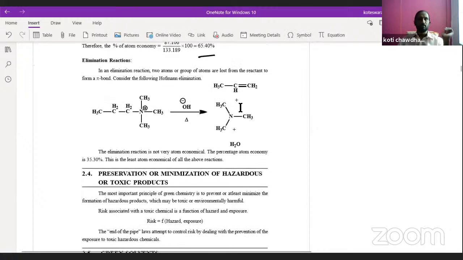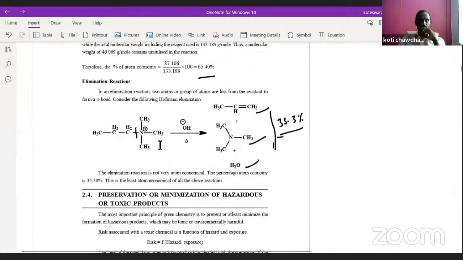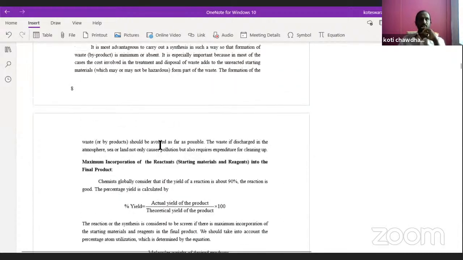Okay. Now coming to the elimination reaction. An elimination reaction is also the elimination of one group or atom. Here, the breakdown of this bond leads to the formation of propene, trimethylamine and water. One molecule is bifurcated into three molecules. Therefore, atom economy drops down. Its atom economy is 35.3% only. That is the atom economy and atom utilization in the reaction.